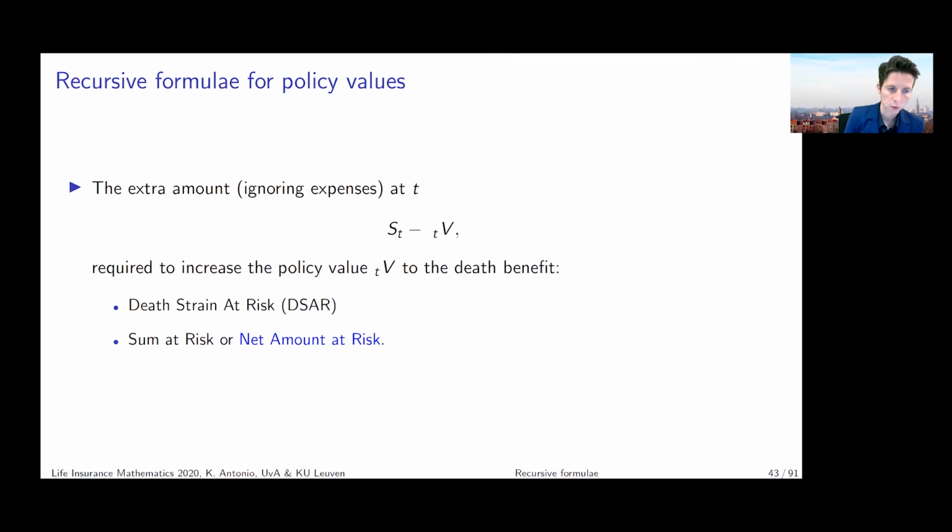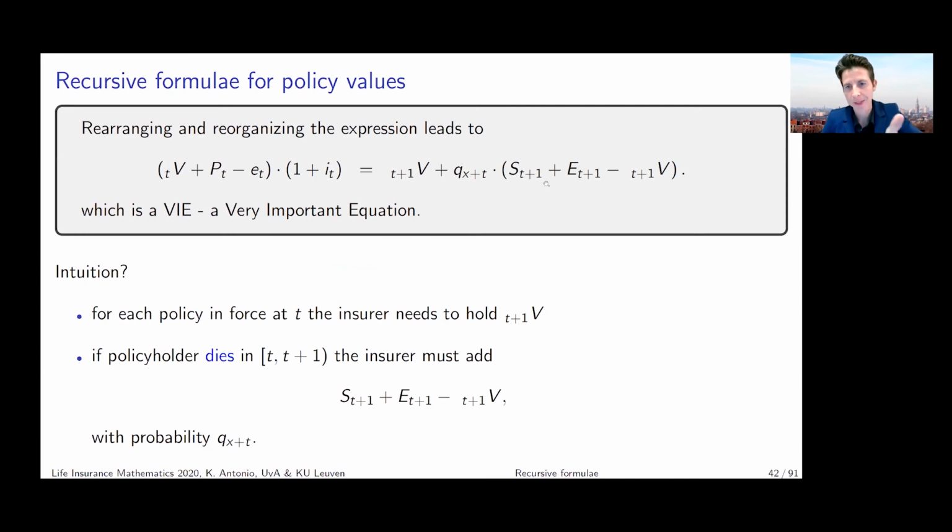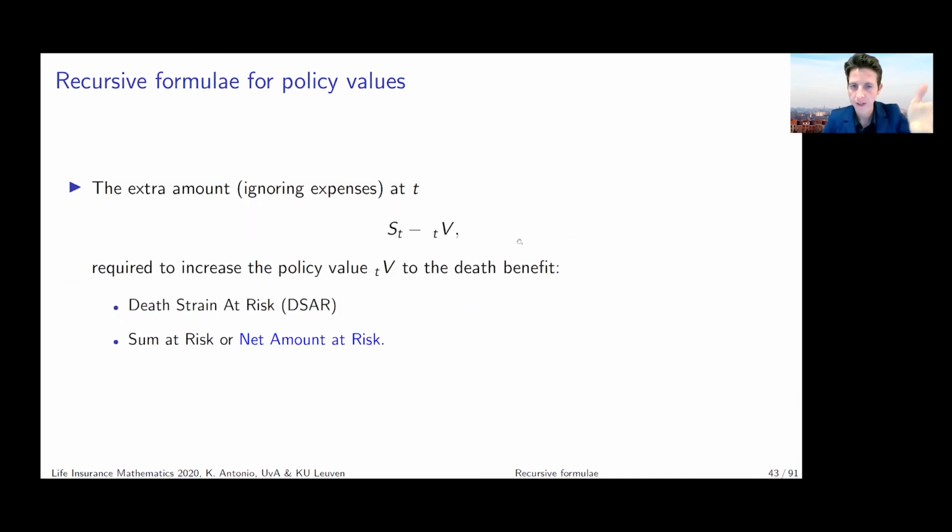Or people sometimes also call that the death strain at risk. So it's the difference between the... the notation is correct, but I had it here in my expression for time t plus 1, and here I just used the notation for time t. So the difference between the sum insured and the policy value at time t, that's what we call in the literature the net amount at risk. That's required to increase the policy value in case of death of my policyholder.